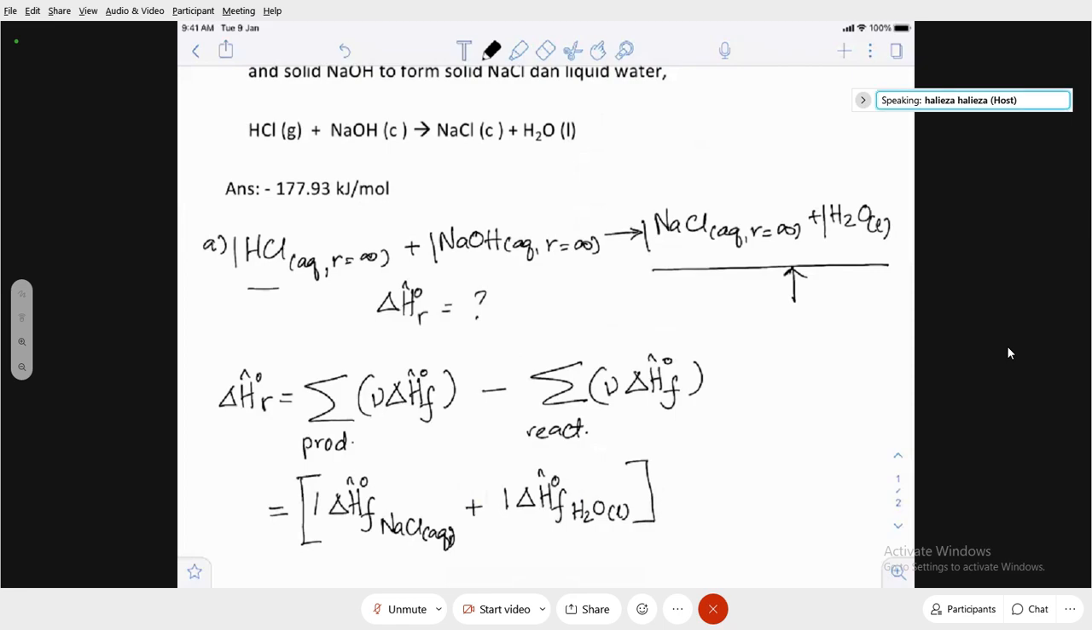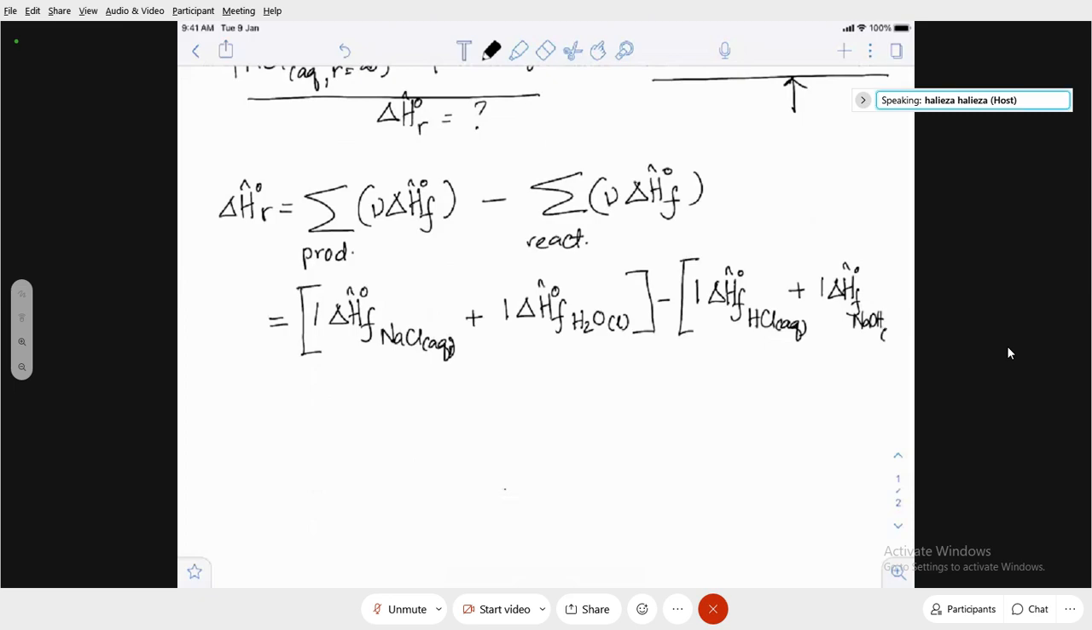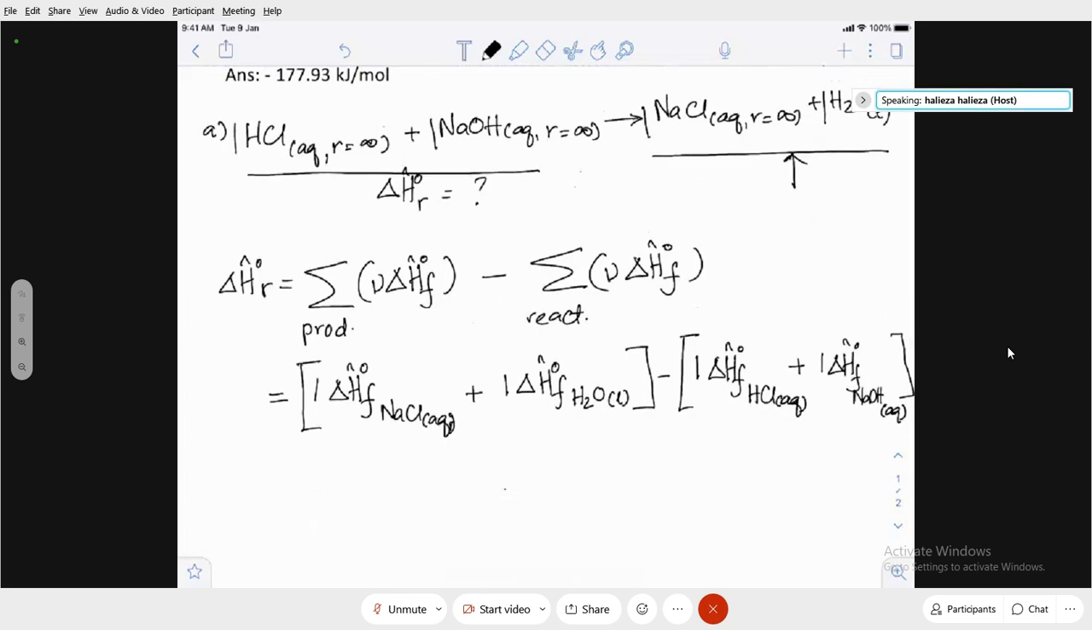For your reactants, you have minus your coefficient for the hydrogen chloride. So heat of formation of hydrogen chloride. In this case, you're going to have aqueous at infinite dilution. You don't need to write the R equals infinity. It's understood. Plus 1 heat of formation of your other component, which is sodium hydroxide, that is aqueous. So this is based on the equation I have listed here.